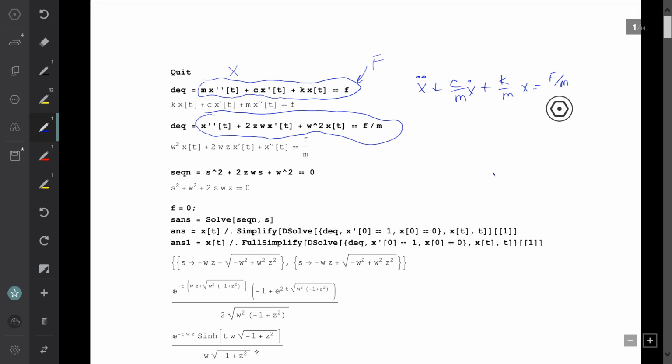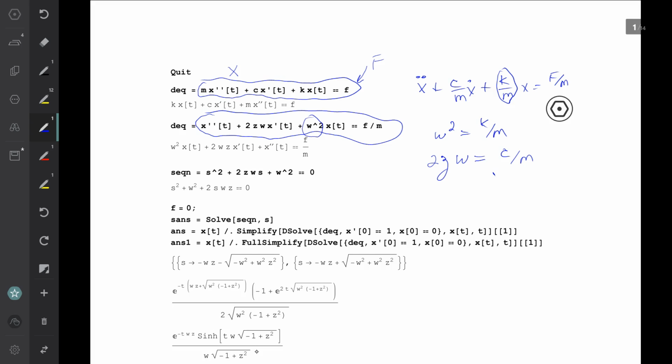So this term is in front of the x, and so that's what this term is. So w squared is equal to k over m. It's usually called omega. It's a frequency. And then the second term, it's usually zeta. I write it as z because it's more convenient in Mathematica. So this will cause them to match up.